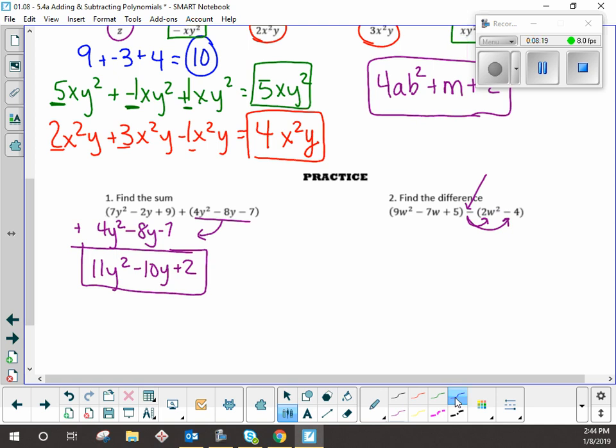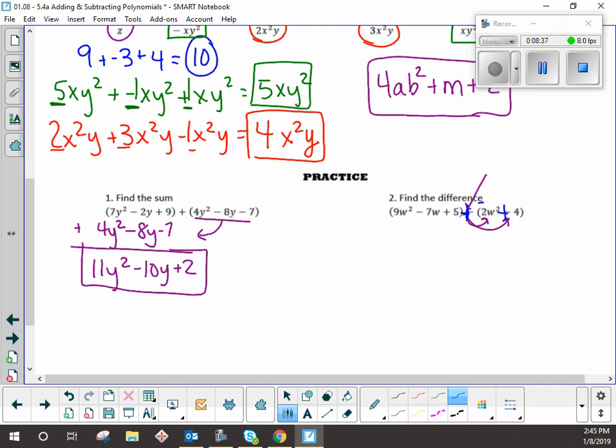So I'm going to do that in a different color. This becomes plus, and 2w squared becomes negative, and negative 4 becomes positive. And what I'm going to do now is just write those under the first group, because I like to do it vertical. You do not have to.